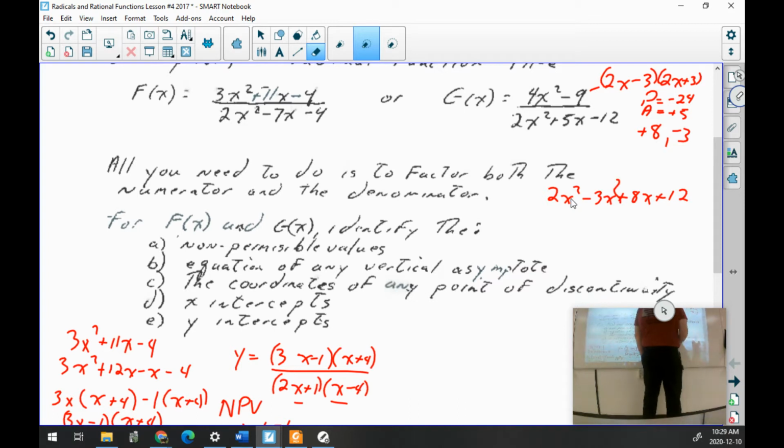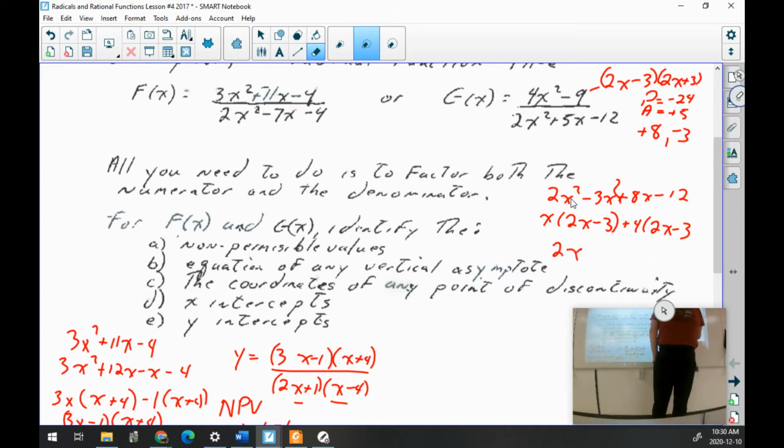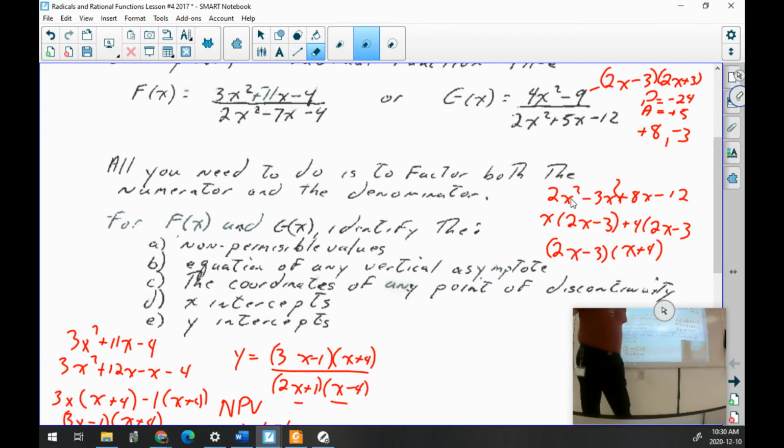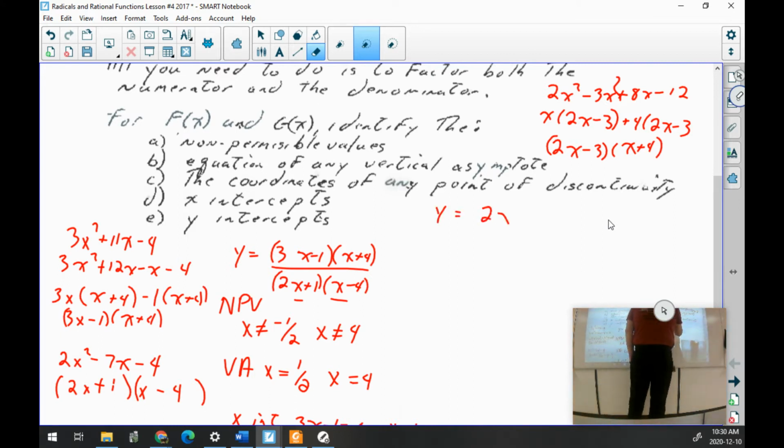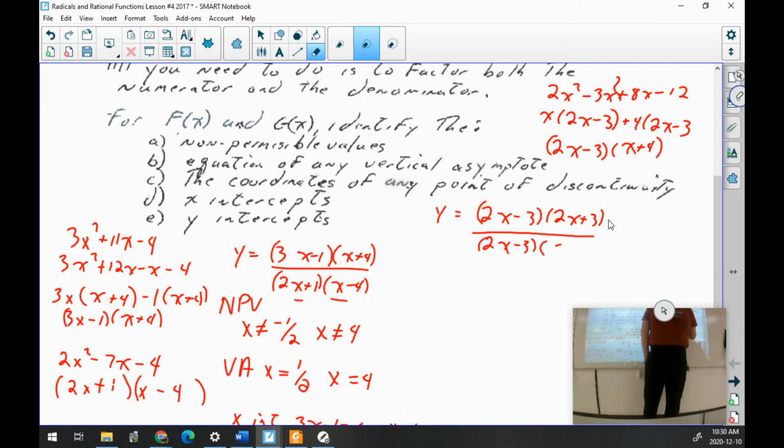Okay. Blow up my middle term, take out an x, 2x minus 3, take out a positive 4, that leaves me with 2x minus 3. So my denominator factors out to this. So our function is going to be y is equal to (2x minus 3)(2x plus 3) over (2x minus 3)(x plus 4).